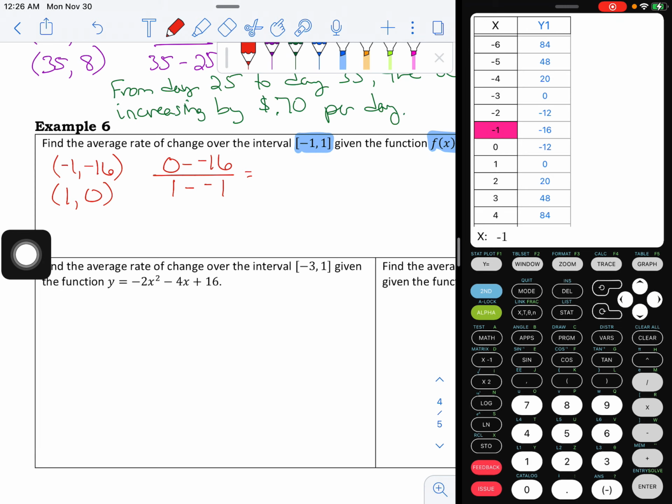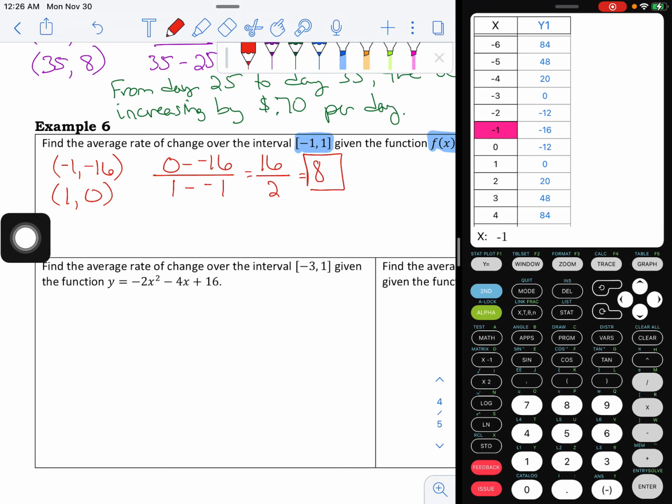Okay, so 0 minus -16 is going to turn into +16, so that's going to be just 16 there. Same thing in the denominator, you have a double negative, so plus 1 plus 1 is 2. So your average rate of change over that interval is 8. There's no context here, so there's nothing else you need to do with it. You are now done with that part of the problem.